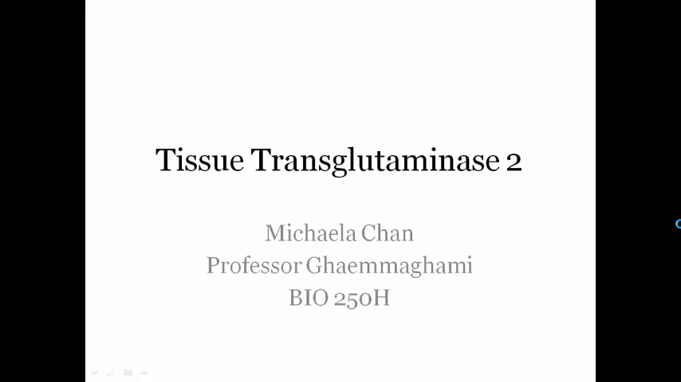The protein I chose is tissue transglutaminase 2, or TG2. This 687 amino acid long protein is found in a lot of animals, but my discussion will be focused on its role in humans. It is a ubiquitous protein found in all tissue types, and TG2 performs both enzymatic and non-enzymatic roles in the body.